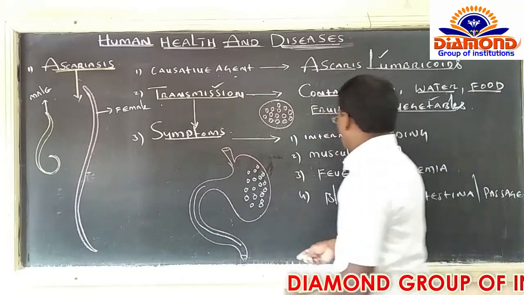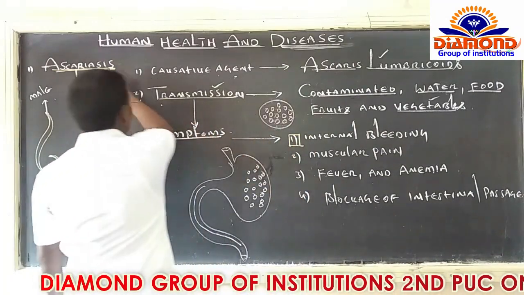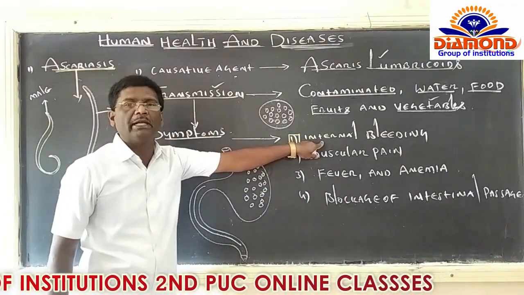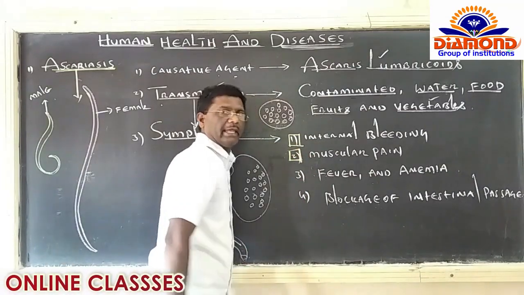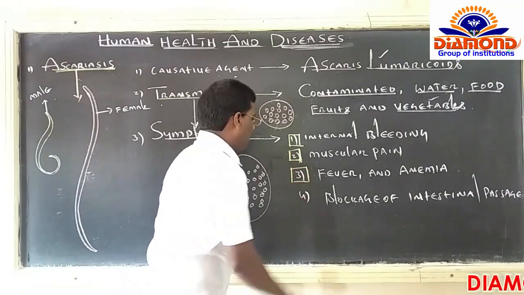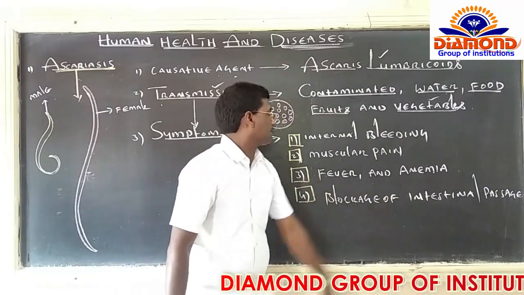Now have a look here. I made it very clear: 4 important symptoms regarding Ascariasis. Number 1 is internal bleeding. Number 2 is muscular pain, and number 3 is fever and anemia, and lastly, blockage of the intestinal passage.